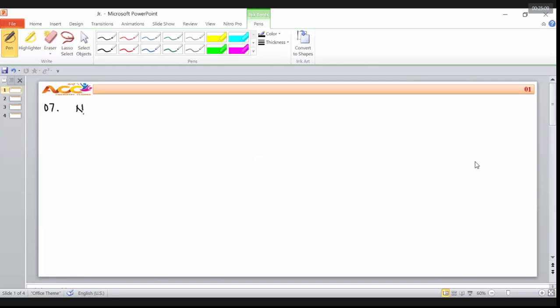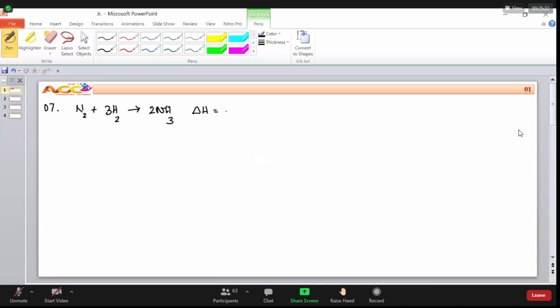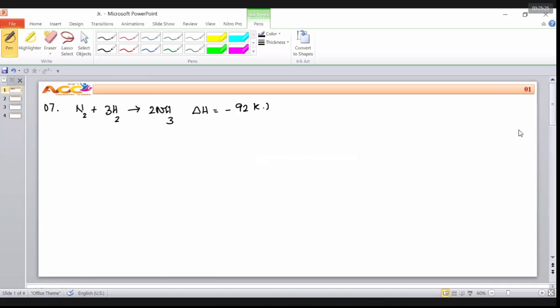N2 plus 3H2 gives 2NH3, delta H is minus 92 kilojoule at 27 degrees centigrade. This is not necessary, but usually they mention: find delta H at 57 degrees centigrade.